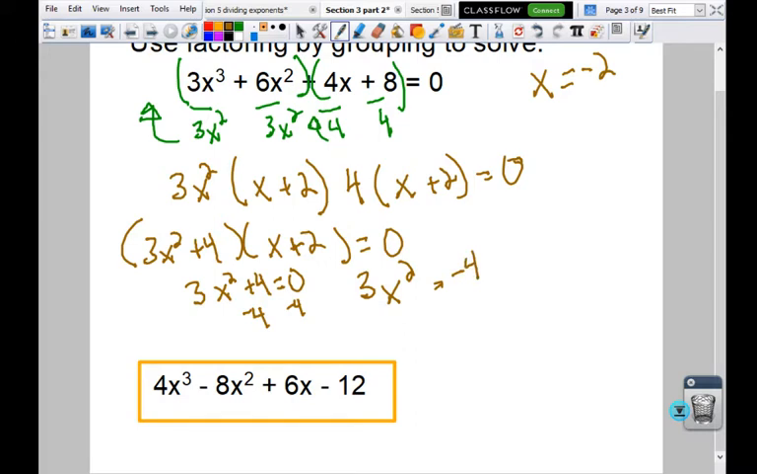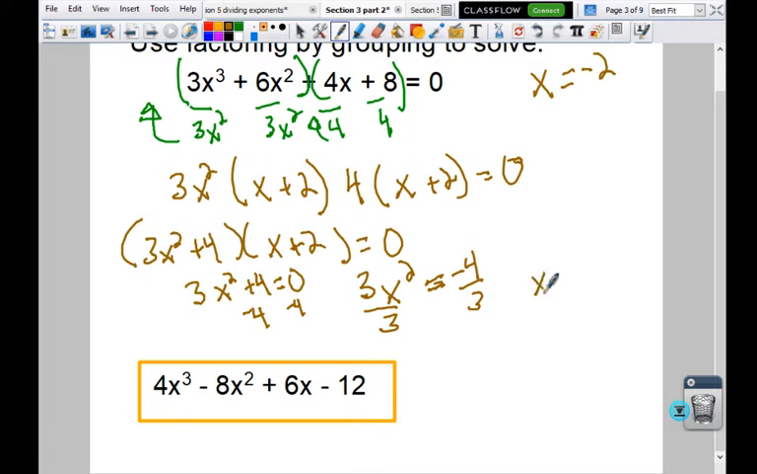Alright, let's keep going. Thomas, what should I do next? 3x squared equals negative 4. Square root. Close. We are going to square root at the very end. So we're actually going to divide by 3 first.